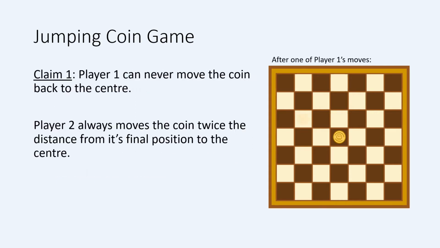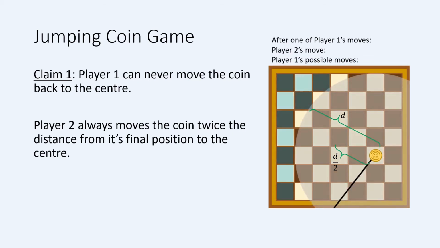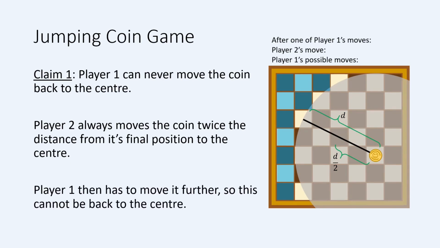From the pairing strategy, the distance player 2 moves the coin on their move is always twice the distance from where it ends up to the central square. Player 1 then must move the coin even further still, so certainly cannot move it back to the centre. Proving the second part is a bit trickier.